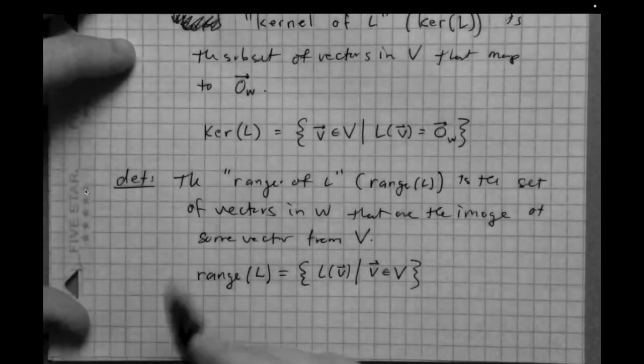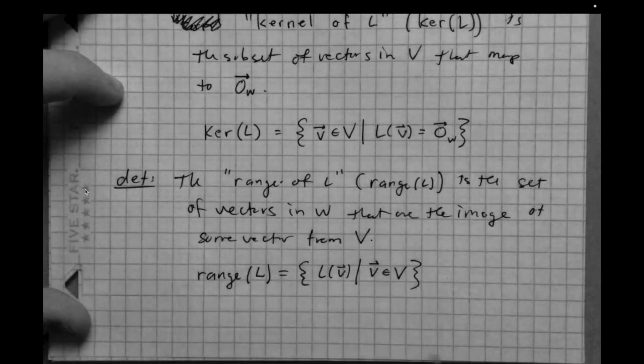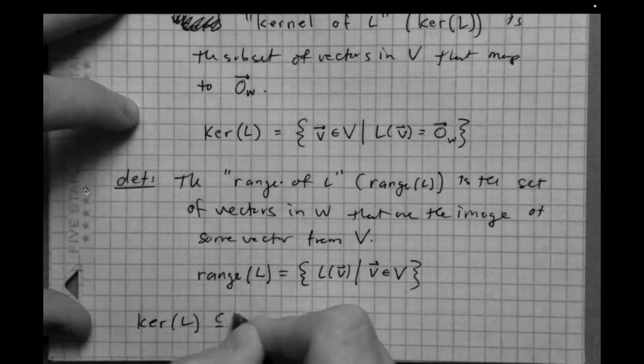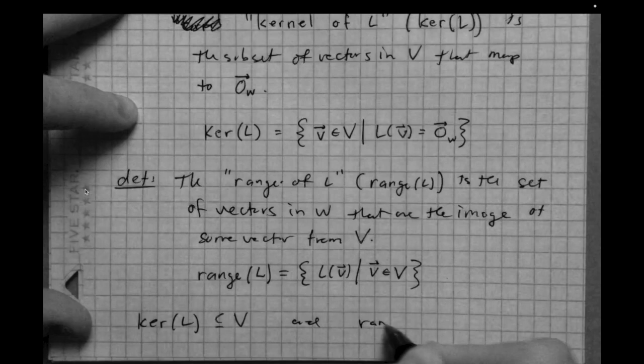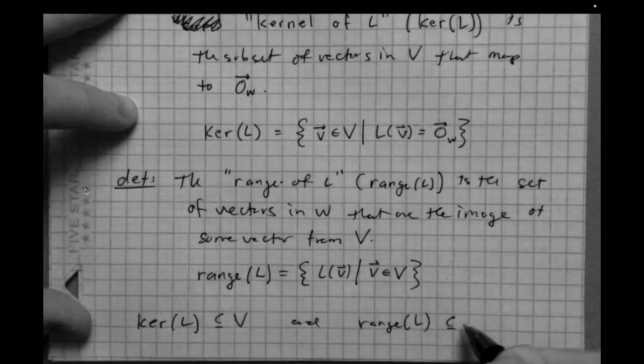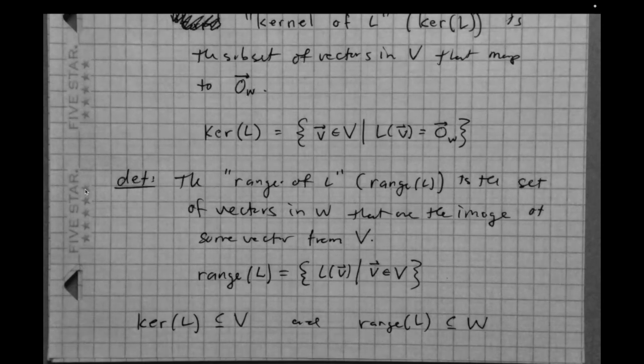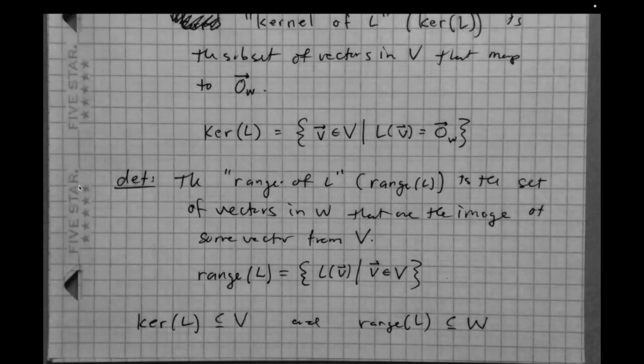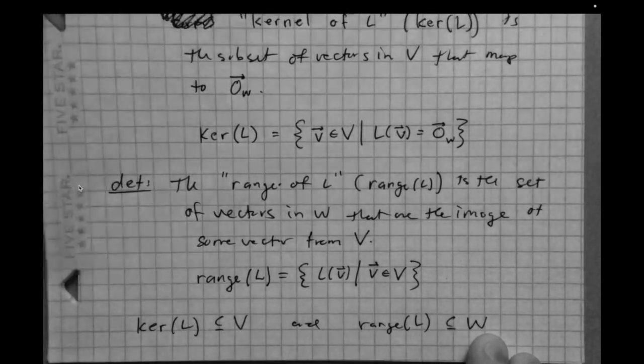It's important to keep in mind, and maybe you can see this clearly from the way this is written out, that the kernel is a subset of V, and the range is a subset of W. The kernel is all the elements in V that map to 0, so it's a subset of V, and the range is all of the vectors in W that are the image of some vector from V, so it naturally is a subset of W.